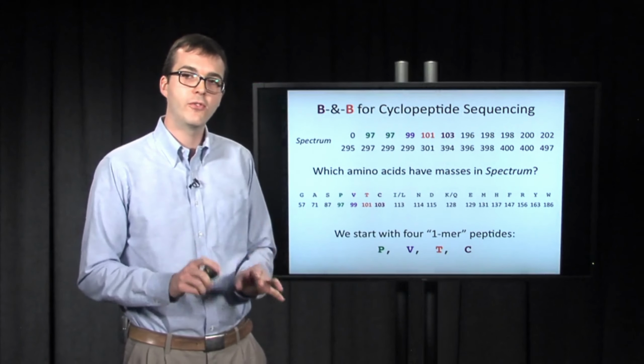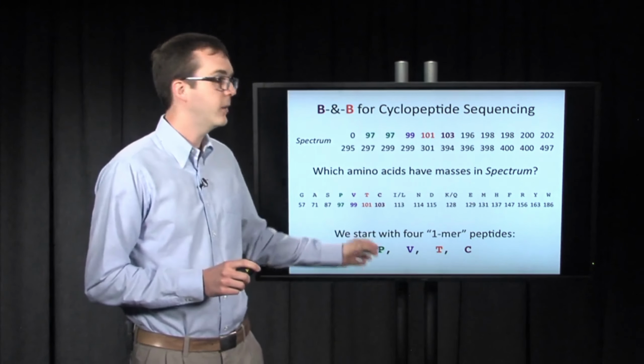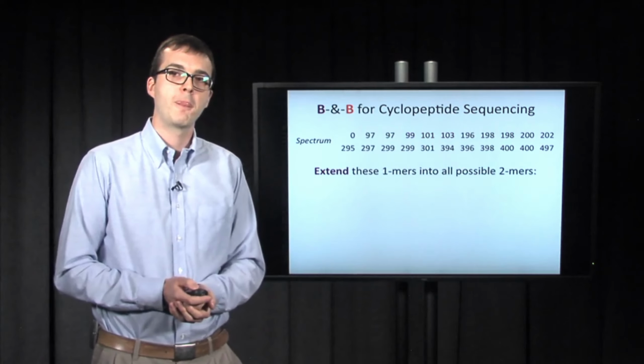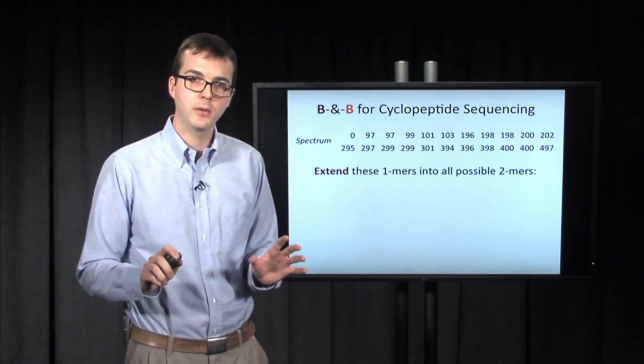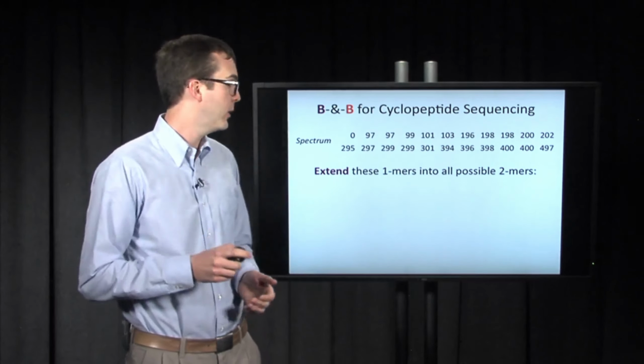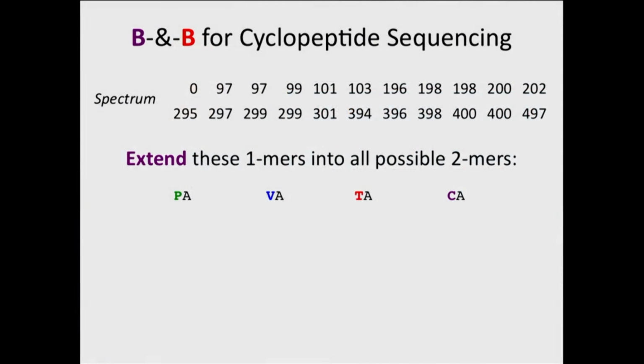So we're going to start with 4 1-mer peptides, just these single amino acids. And what we're going to do is extend these 4 into all possible 2-mer peptides, so all possible amino acid strings of length 2. So we get PA, VA, TA, and CA. We get PC, VC, TC, and CC, and so on.